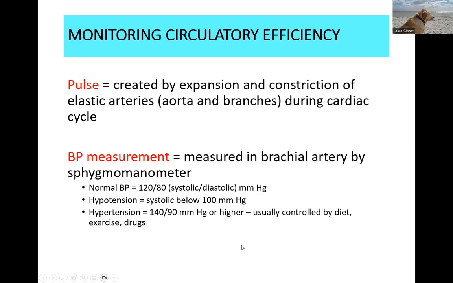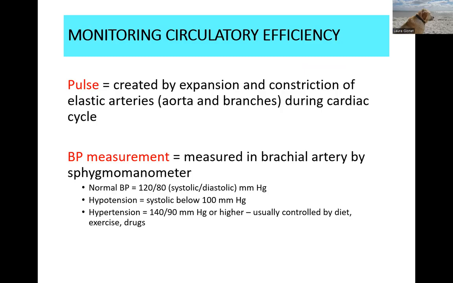Monitoring circulatory efficiency. Well, we have pulses. Pulses can be monitored wherever arteries come up to the surface of the body, especially at joints: in the armpit, in the bend of the elbow, at the wrist, behind the knee, in the femoral area in the hip, to the anterior aspect of your thigh. Pulses are created by expansion and constriction of elastic arteries during the cardiac cycle.